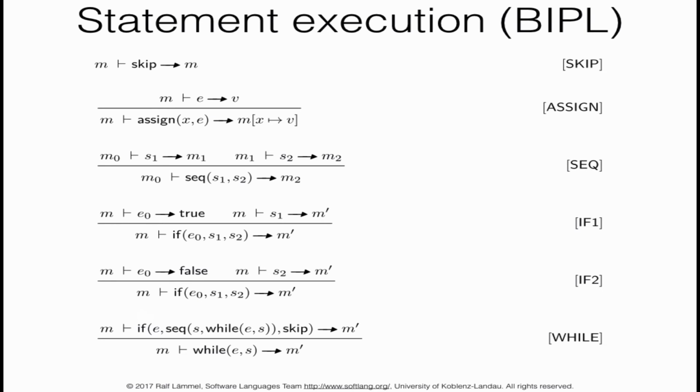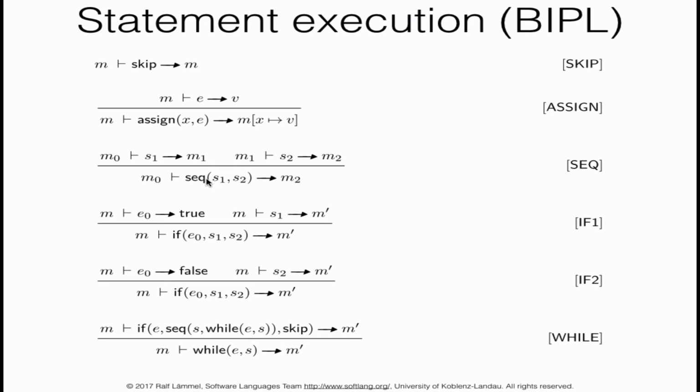Alright, so here's the statement execution part. In an empty statement, skip just doesn't change the store at all. When we have an assignment, we of course need to evaluate the right hand side expression to some value v, and then we need to modify the incoming store m to return v at a position x, which is the left hand side variable of the assignment.